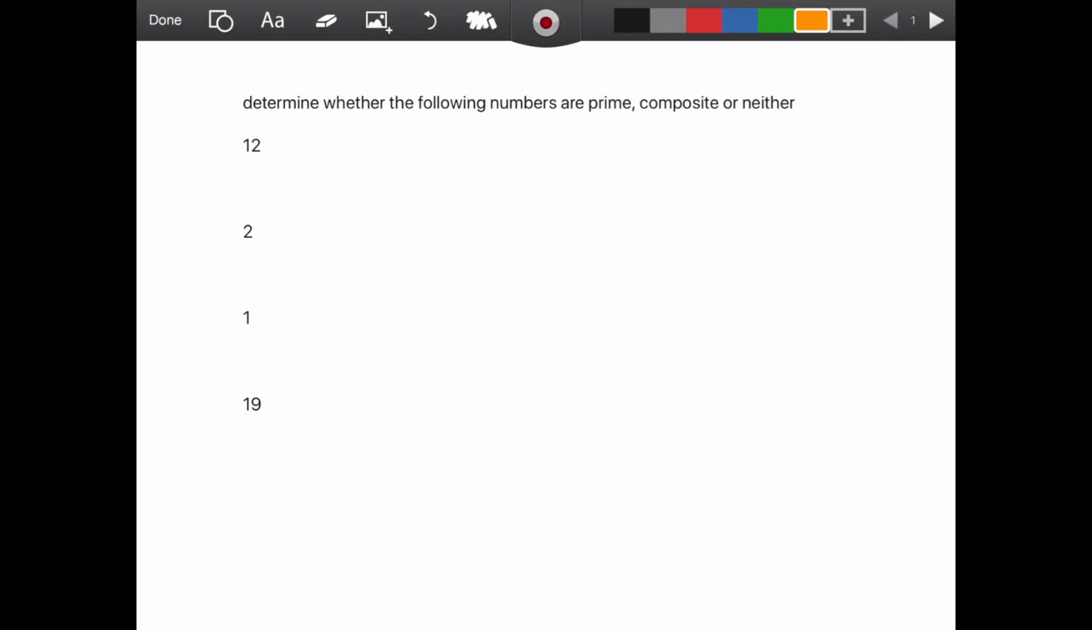There are three types of numbers that are of interest here. First is prime, second composite, and third is neither. Okay, a prime number, remember what you learned in school, is one of the counting numbers 1, 2, 3, 4, 5, 6, and so on, that has exactly two factors. So its factors are 1 and itself.